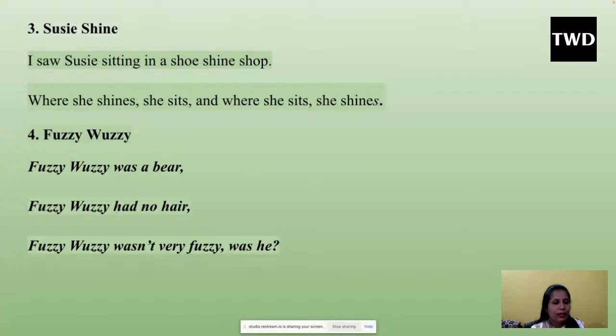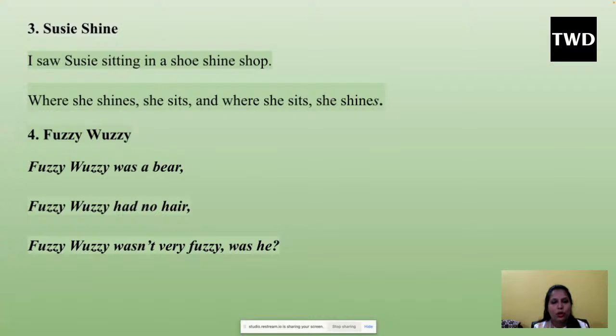Our next tongue twister is Susie Shine. Here we have the combination of sir and shur words. I saw Susie sitting in a shoe shine shop. Where she shines, she sits, and where she sits, she shines. So be a little bit mindful when you practice tongue twisters. If you keep on pronouncing sir words as shur words or shur words as sir words, then you will not improve.